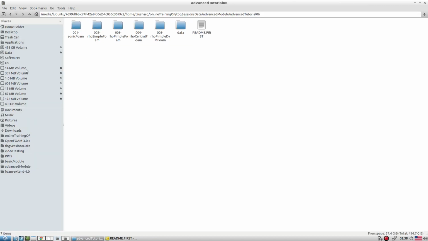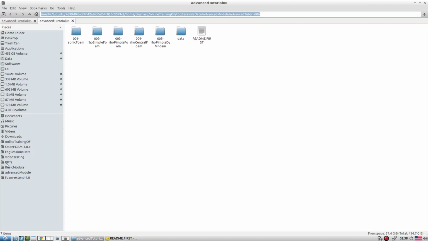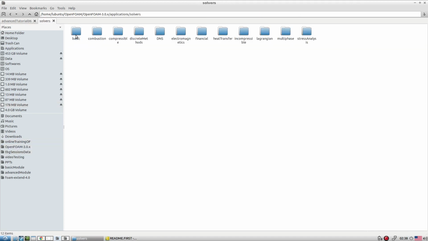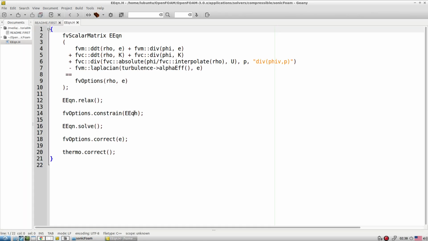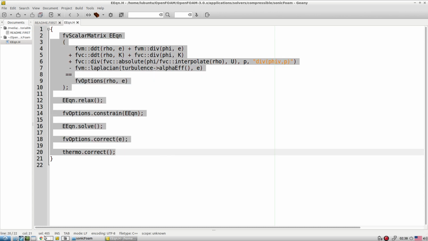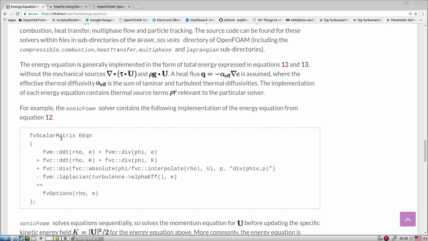So it gives us a little bit of an idea of what exactly is coded there. So let's go to the application solver. Now we want to look at the compressible flow and the sonic form, and first look at the energy equation. In the energy equation, this is what is coded, exactly as mentioned here. So in the sonic form, equation number 12 is coded.